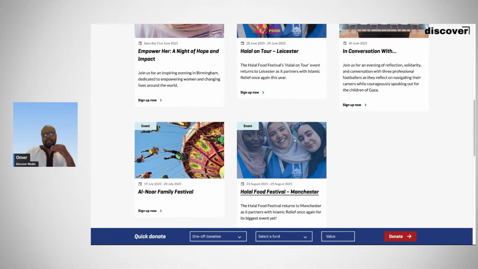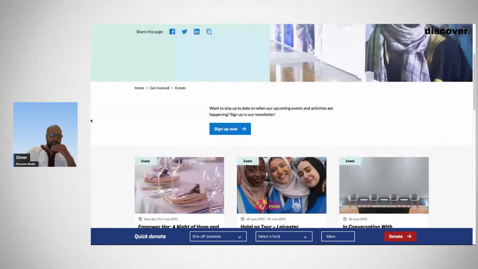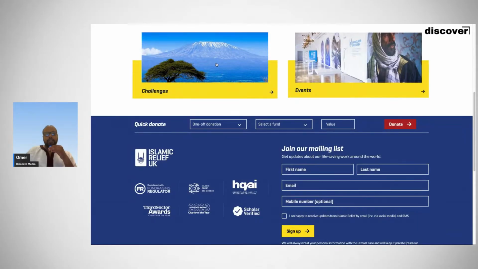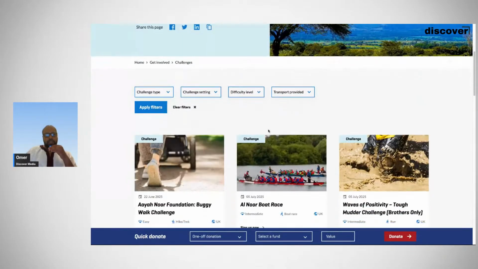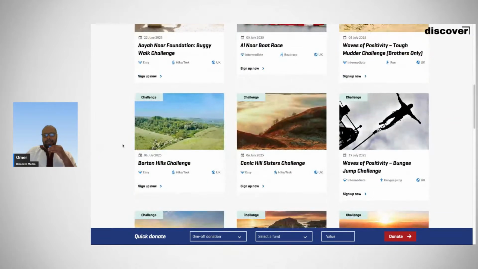So again, this is something that they would put on their website, but they are sponsoring other events. Okay, so they raise money through sponsorship as well. They don't have to put it on their website. Okay, challenges.